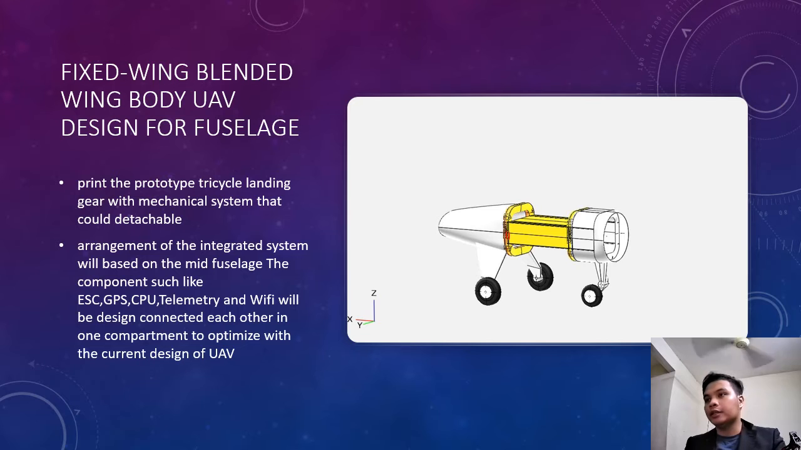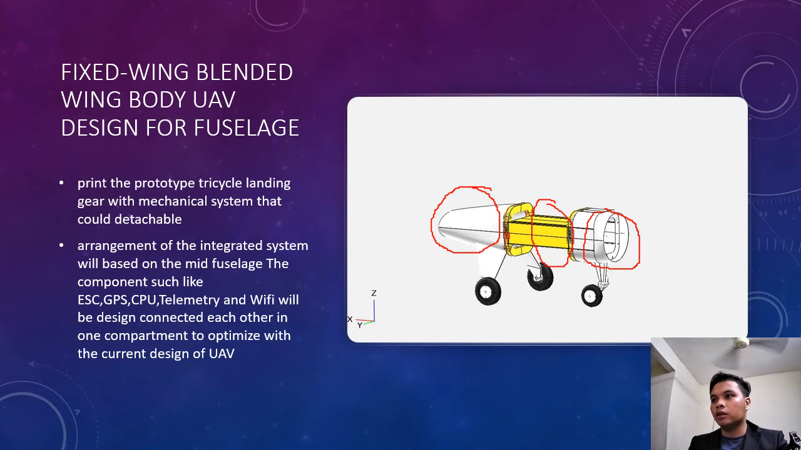You can see here the current design for the UAV. I will explain one by one the compartments of the fuselage. Okay, this is the rear fuselage, this is the front fuselage, and this is the mid fuselage. So at the mid fuselage, I will place the integrated system design at the top and the charging and battery supply at the bottom. Okay, this is the landing gear, the rear landing gear, and this is the front landing gear.